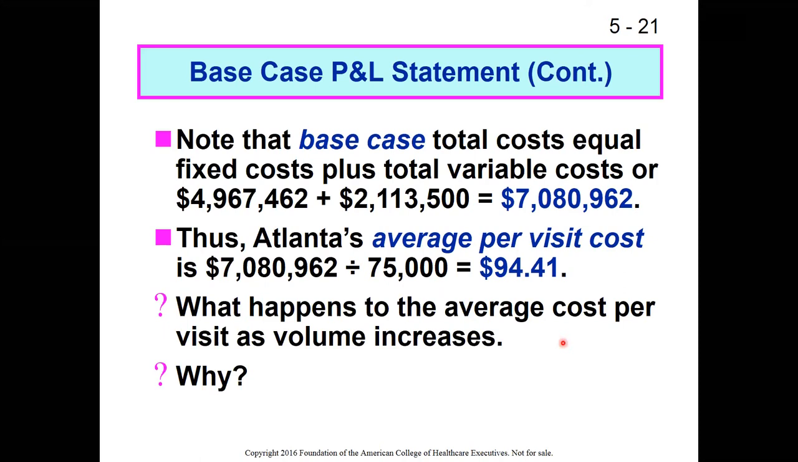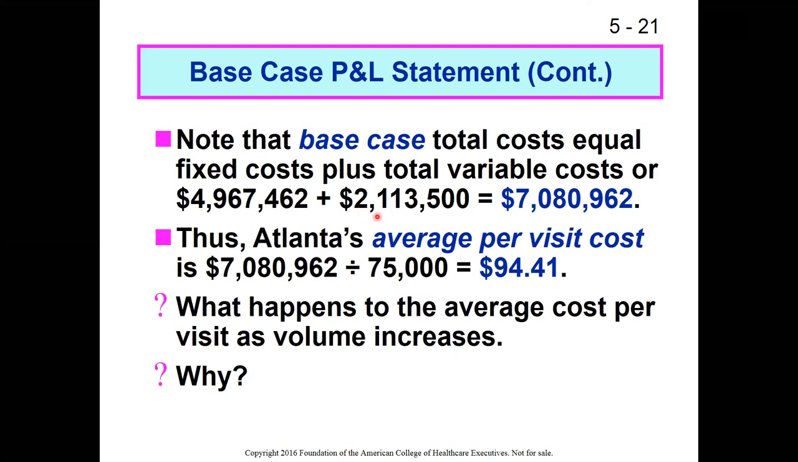What happens to the average cost per visit as volume increases? Think about it for a second. What do we know? What we know is as volume increases within a relevant range, we're going to do a better job of spreading our fixed costs. So we'll push down our total costs towards our variable costs. If we increase from 75,000 visits, we're going to be spreading the 4.9 million in fixed costs over more visits.